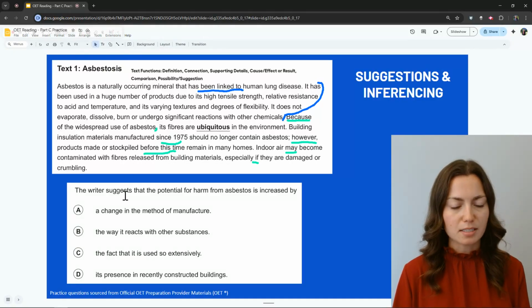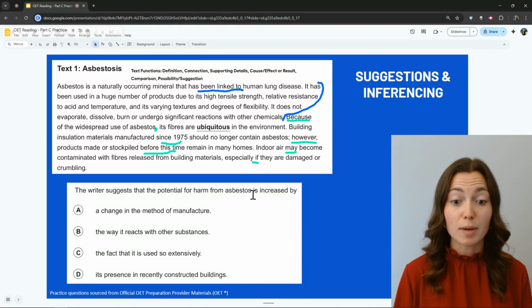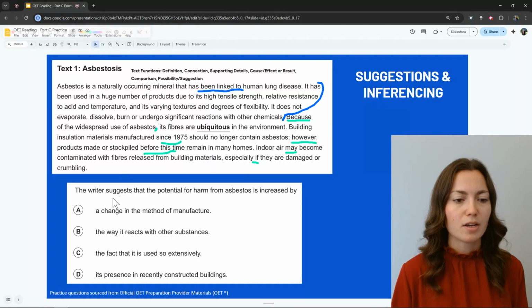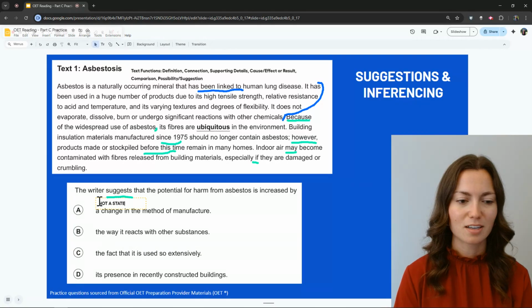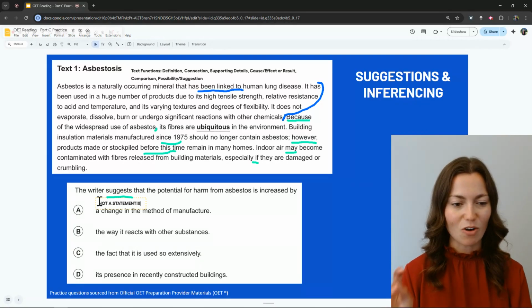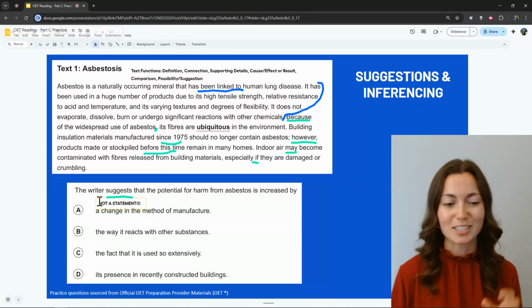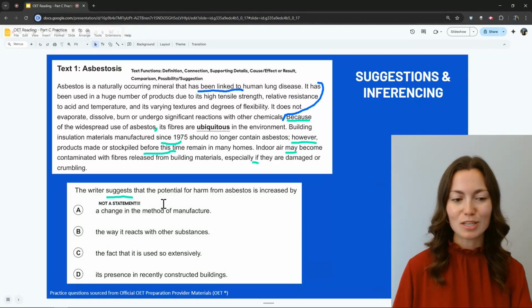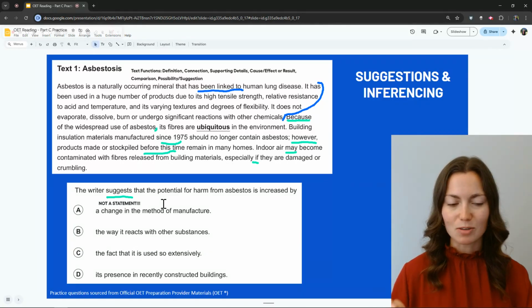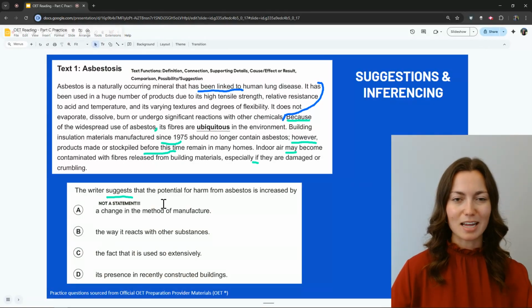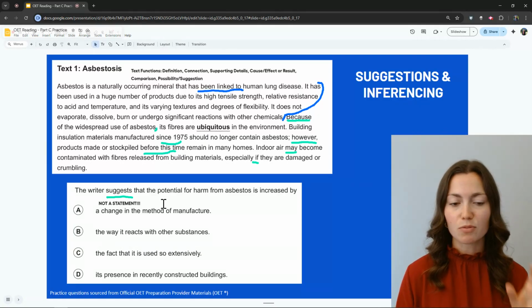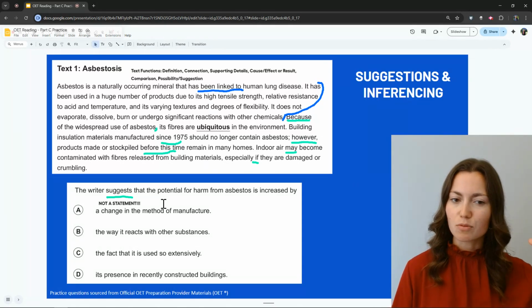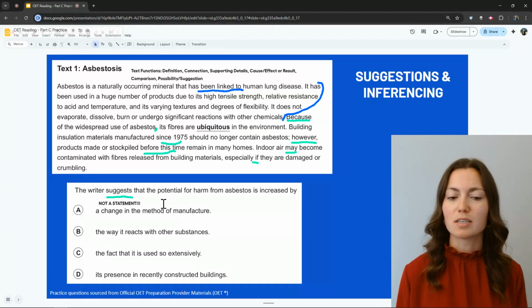The writer suggests that the potential for harm from asbestos is increased by. Okay, so suggestion questions. The biggest thing I want you to take away from this is they are not a statement. And I'm going to put that in all capitals with 3 exclamation points because I really want you to remember that. You see the word suggest. What often happens, we go to the facts, the details that are presented in the text, and we see those and we think that's the answer. No, unfortunately, we have to not only take the facts, we have to build them into a suggestion.